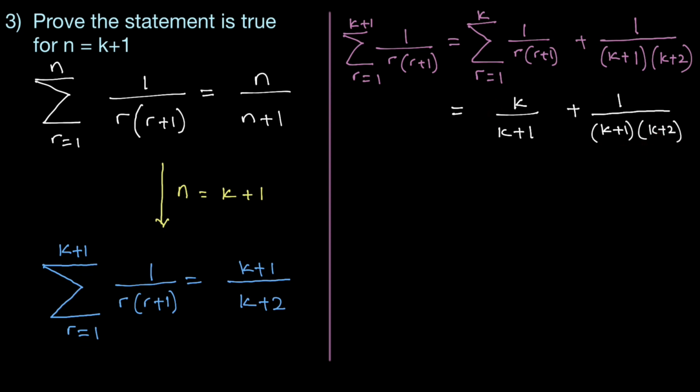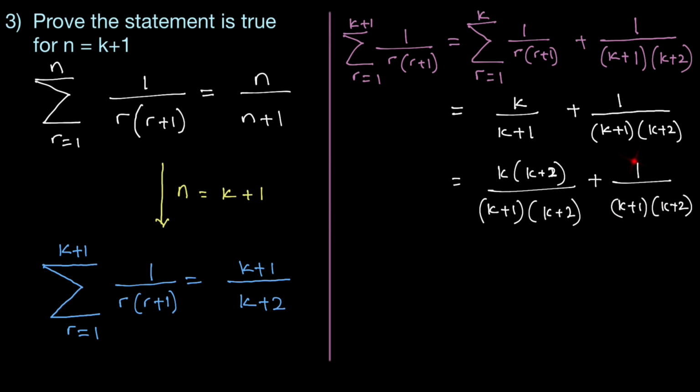To simplify this, we want to make it the common denominator. We want to multiply this denominator with k plus 2 and the numerator with k plus 2 to have the same denominator. That would become k times k plus 2 divided by k plus 1 times k plus 2, plus this one here. Because they have common denominators, we just add the top. k times k is k squared, k times 2 is 2k, then plus 1, over the common denominator.